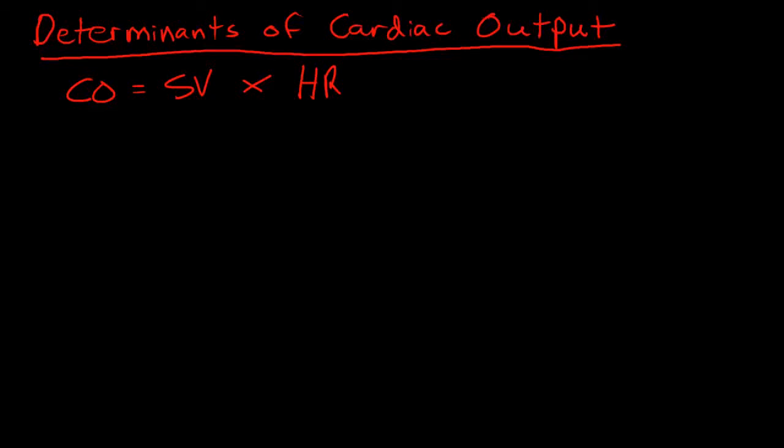Hello, Andrew Wolf here. In this video I'm going to talk about some of the determinants of cardiac output. And we talked about this formula before, where cardiac output is equal to stroke volume times heart rate. Now I'm going to break this down a little bit, and I want to talk first about determinants of stroke volume. So we'll break this down into a separate category here.